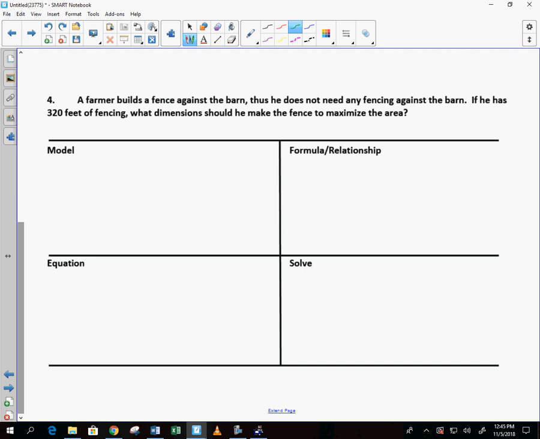So Farmer Andrew farms next to Farmer Logan, but Farmer Andrew is not going to build his fence the same way that Farmer Logan did. Farmer Andrew is going to build his fence and his pen against a barn. That way, he doesn't have to use the fencing against the barn.